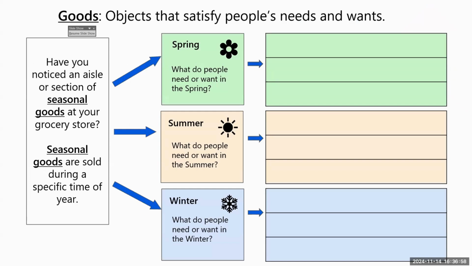So we would bring this slide up and say, we talked about goods. Have you noticed that aisle or that section in your grocery store that is about seasonal goods? Seasonal goods are sold during a specific time of year. So this is a great time to reference Halloween. We just had that seasonal good, and it started the very first week in October. What seasonal good do we have now in our grocery stores?